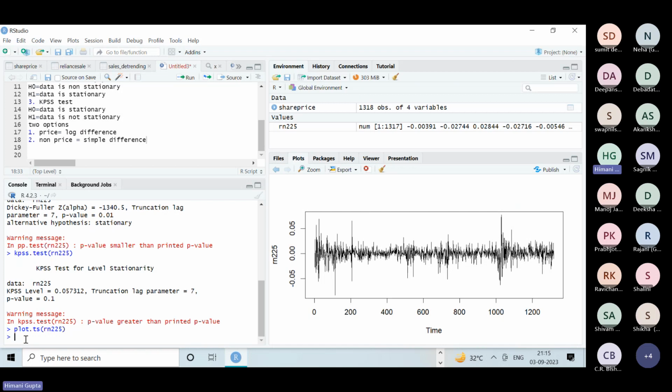Now till here it's clear. Any doubt till here? Yes, madam. Clear. All clear.